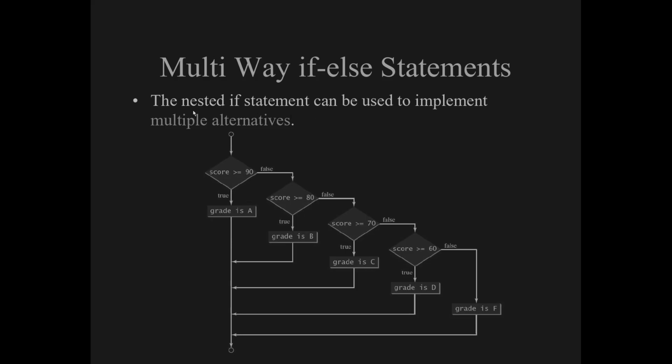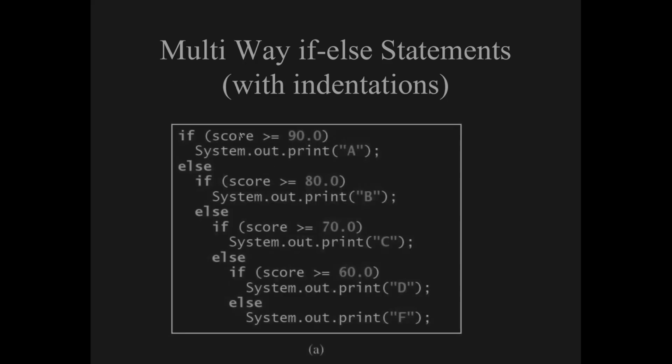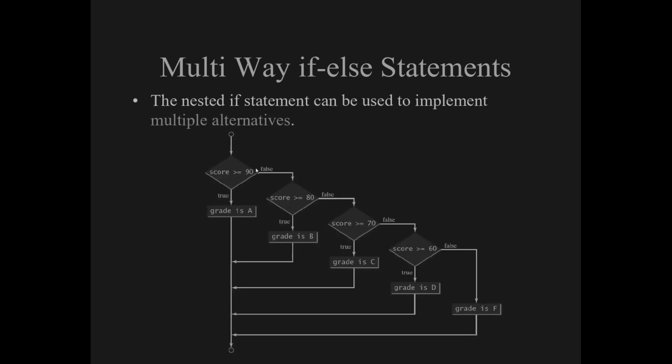Anyways, nested if statements can be used to implement multiple alternatives. And here's an example. As you can see here, the else if is following this if, and this one's following this one, this one's following this one, and so on. So this is an example of using if statements to represent multiple different branches, all of these different ways that things can proceed.